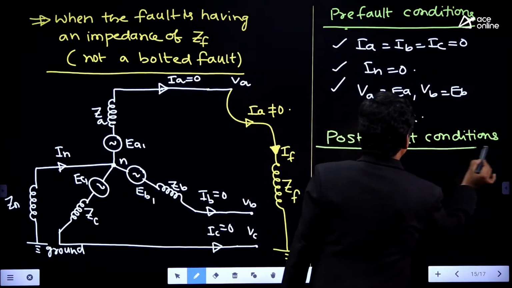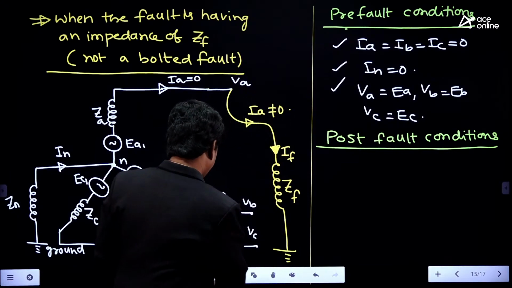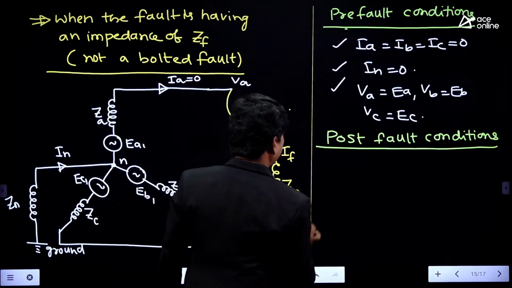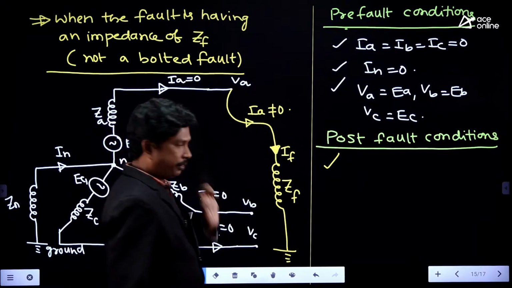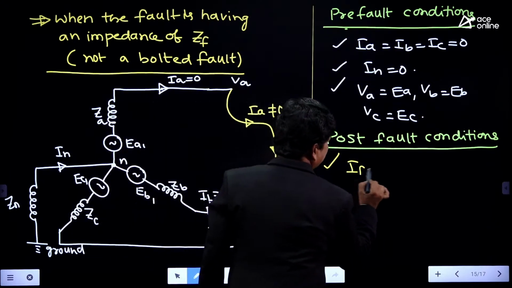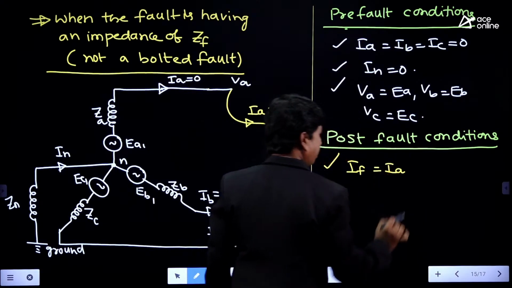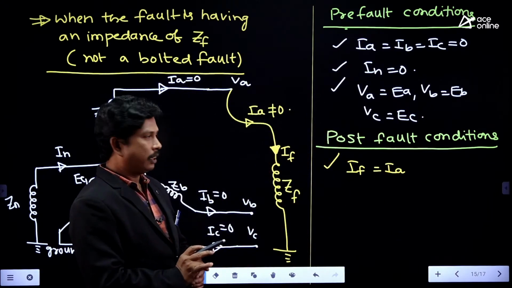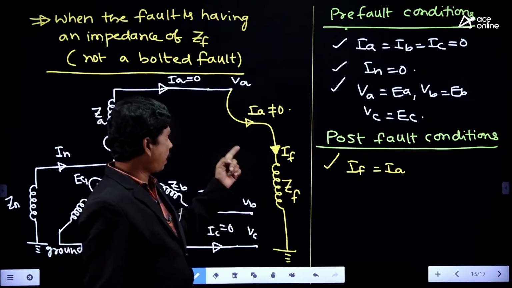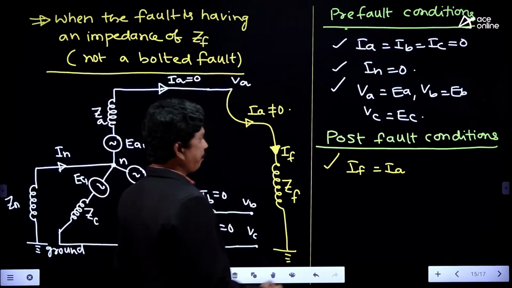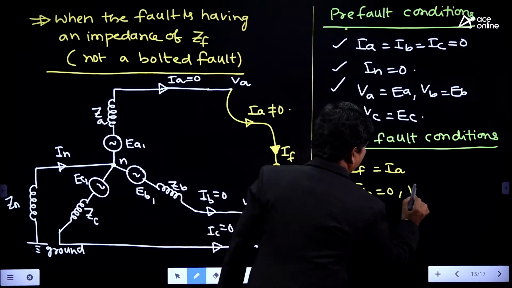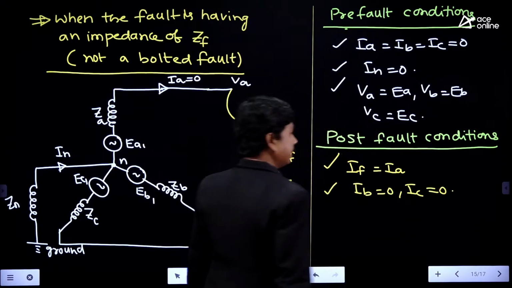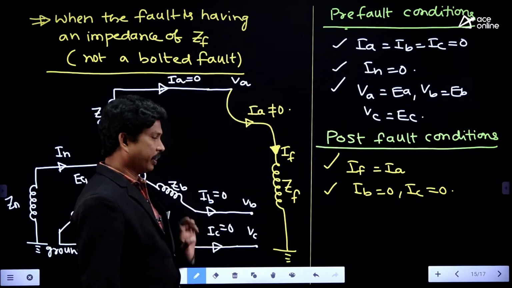In case of the post-fault conditions, please check here, students. IA is nothing but IF, both are the same, right? IF is exactly equal to IA, no change. Compared to the bolted fault, in the unbolted fault condition also the fault current is nothing but the A phase current. B phase current and C phase current are 0, IB is 0 and IC is also 0. There is no change in B phase and C phase current.